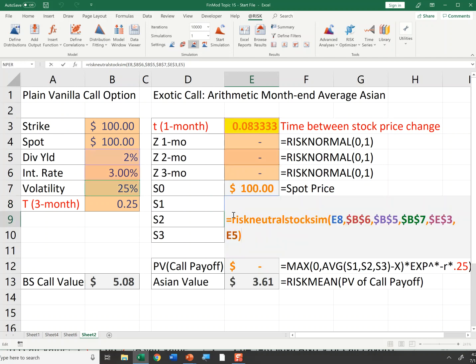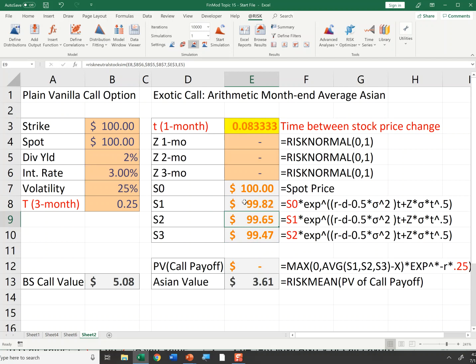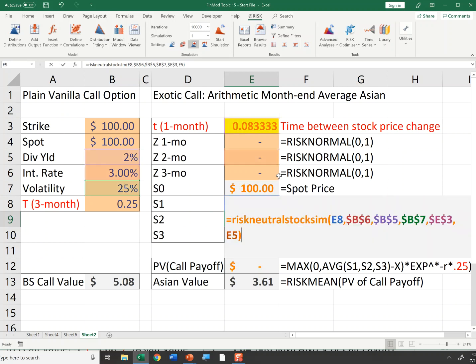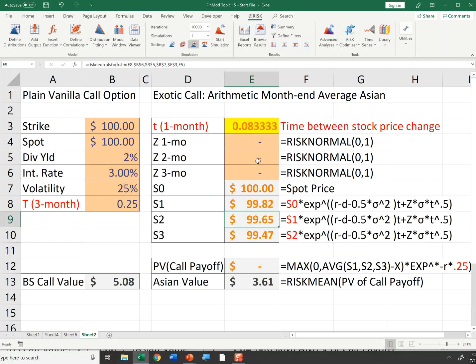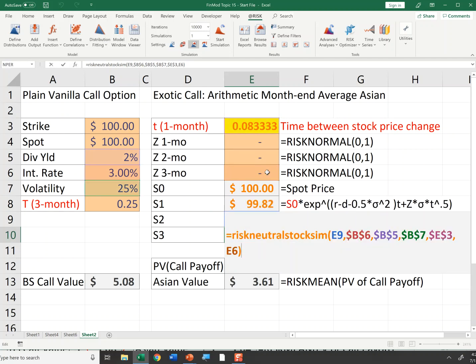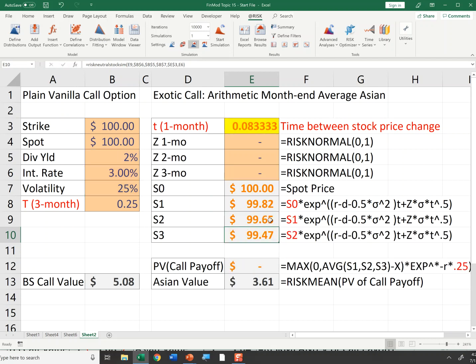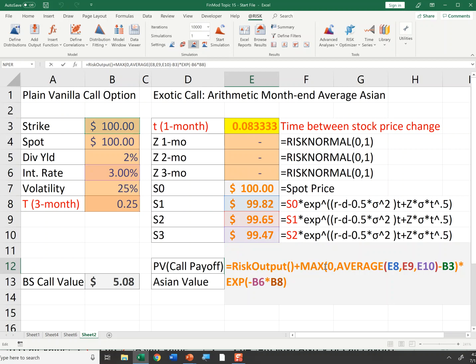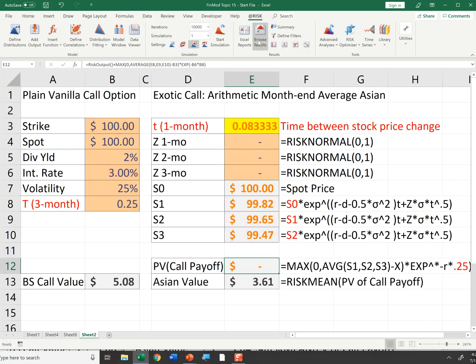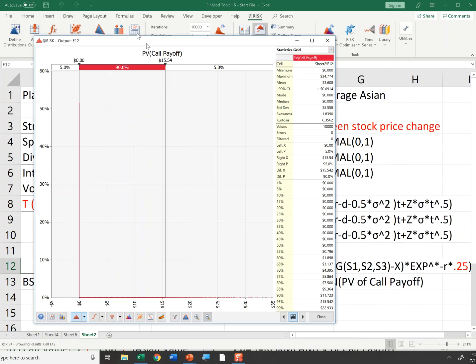At the end of month 2, I put in the same formula, but now I'm not looking at this price. My S0 is actually $99.82, and it's not using this random Z, it's using this random Z. I go down 1 more formula, I get my third random Z. That stock starts out at $99.65 and then has the random shock. So now these are my simulated prices in months 1, 2, 3 based on 3 random shocks. I then calculate the max of 0 and the average of these 3 numbers minus the strike, times my present value factor. I'm going to run that 10,000 times, and I get a distribution that looks like this.